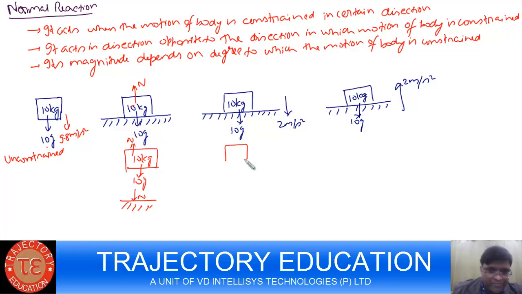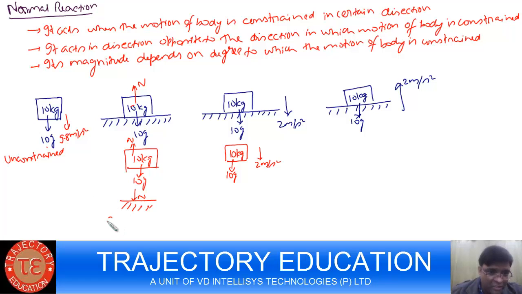If I look into this case, again you have 10g force acting on it. And under the effect of this force, this block should have moved with 9.8 meter per second square, but it's going down with 2 meter per second square. It means the acceleration is not 9.8 meter per second square, so the motion is still constrained over here. The acceleration is 2 meter per second square. So motion of this body is also constrained, but less constrained compared to this case.